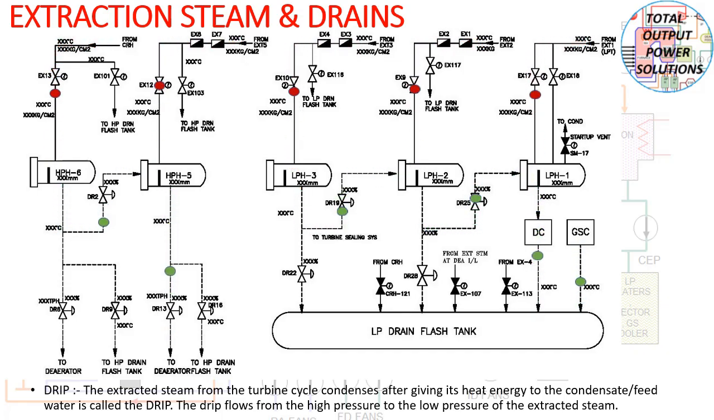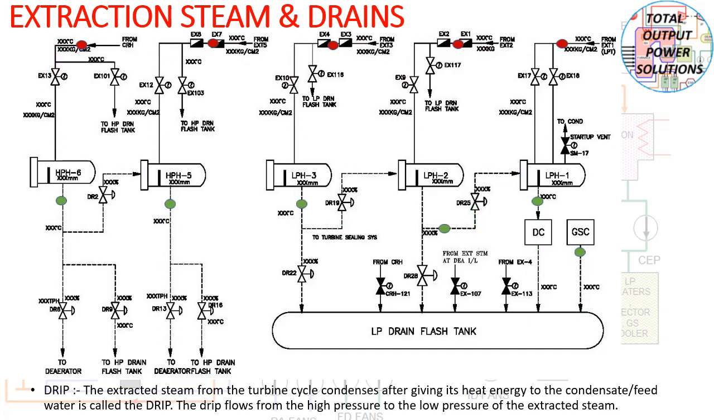The extractions are also there: extraction numbers 1, 2, 3, 5 and 6, going to heaters 1, 2, 3, 5 and 6.